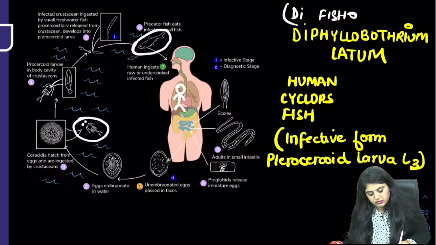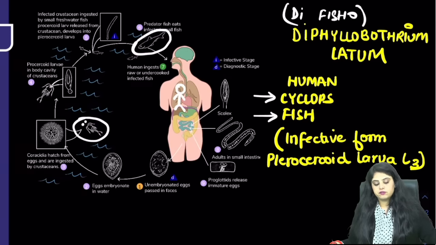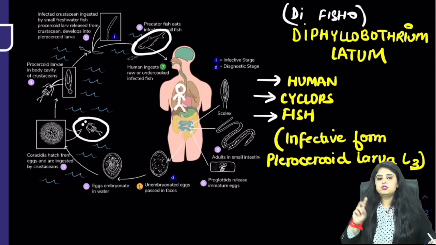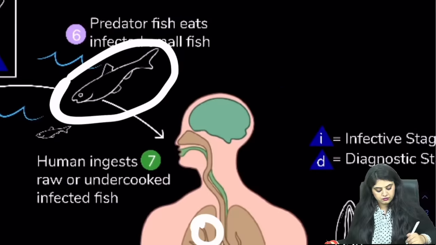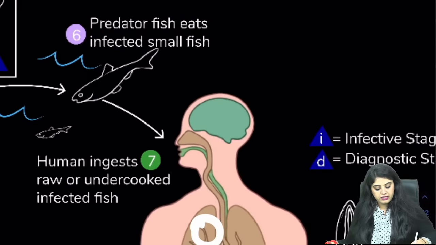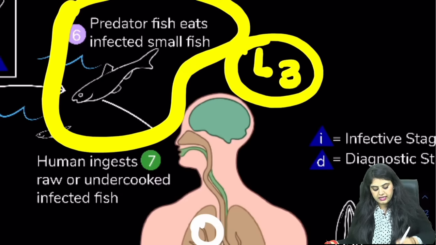Diphyllobothrium latum is how I told you to learn it. Do fish hoga, jis life cycle mein do fish hai. Chota fish, what is chota fish known as? Cyclops. And bada fish is known as fish, of course. And we are there. So human, chota fish, bada fish, Diphyllobothrium latum. And what is the infective form? When you ate this fish, what exactly did you eat inside this fish? It is the pleurocercoid L3 larva.